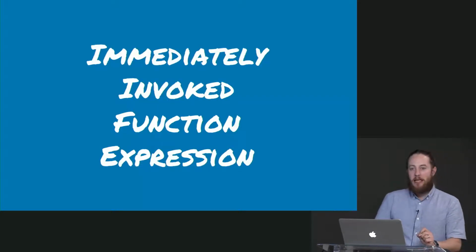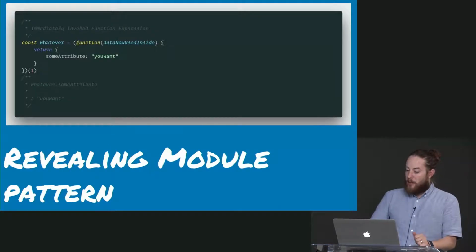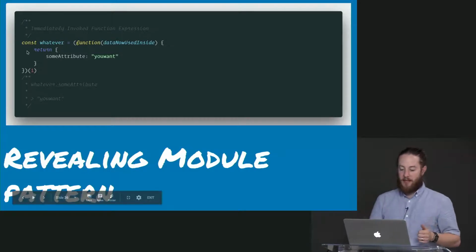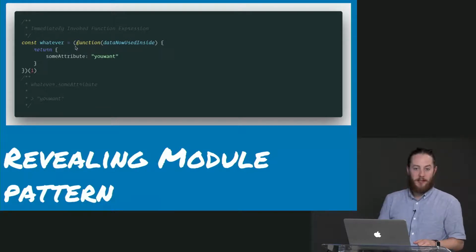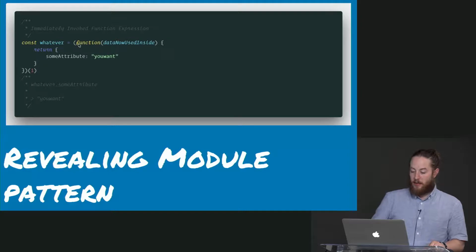Who knows what an IIFE is? Cool. That's a good start. An IIFE stands for immediately invoked function expression. And what does this mean? Take this code example here. Essentially, we have a function that's defined, but it's wrapped in parentheses. And then you'll see at the end, it's called. When you have an IIFE, it's treated as an expression and instantly executed. But it also allows us to provide data from an outside scope and then return scoped information.